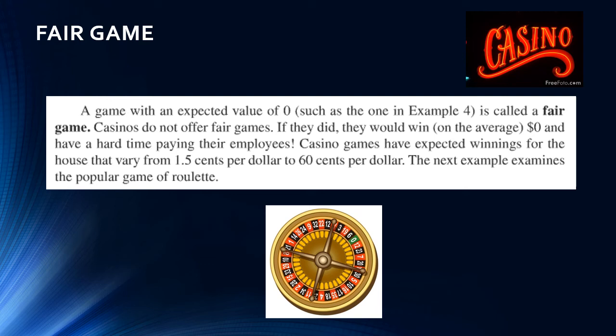Casinos do not offer fair games. If they did, they would win, on the average, $0 and have a hard time paying their employees or subsidizing the free drinks. Casino games have expected winnings for the house that vary from 1.5 cents per dollar to 60 cents per dollar. The next example examines the popular game of roulette.